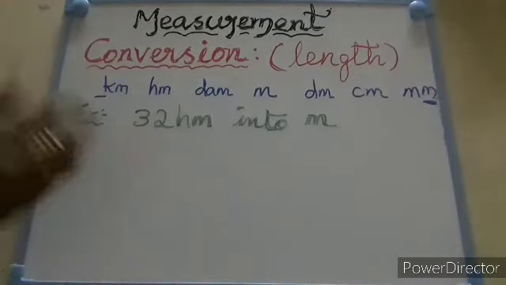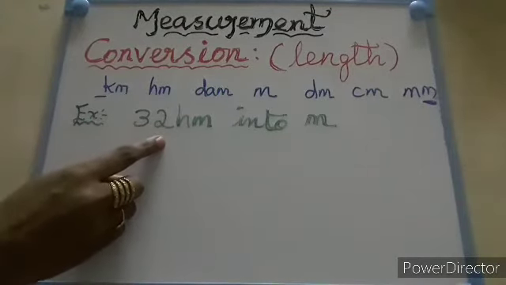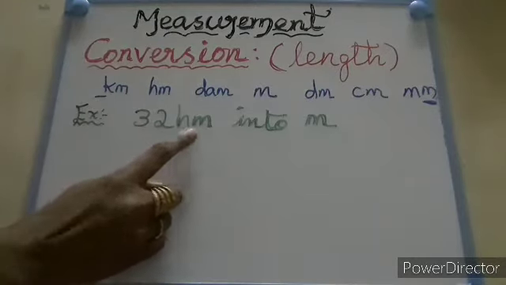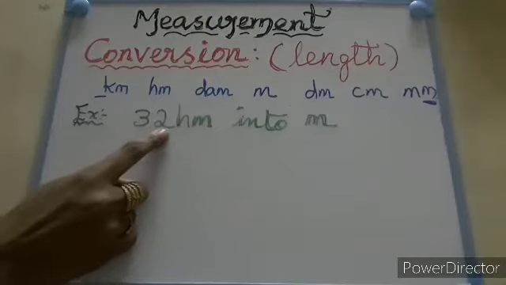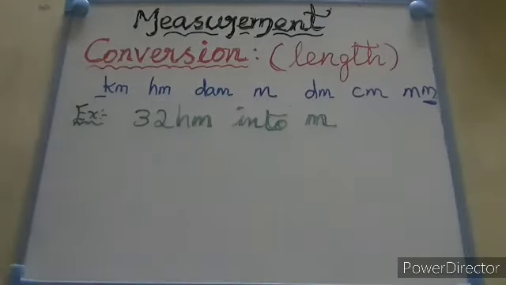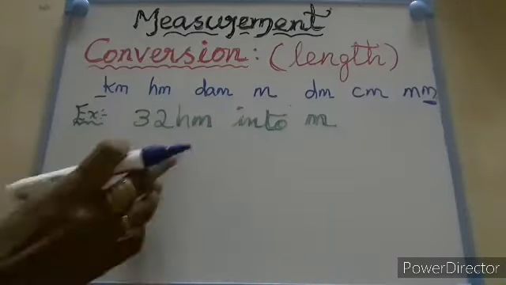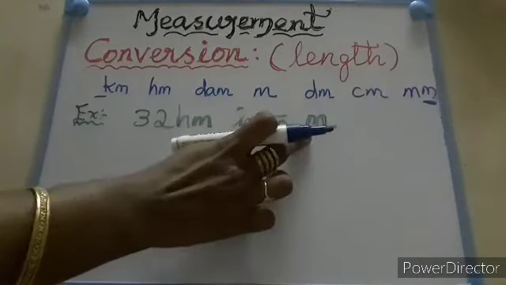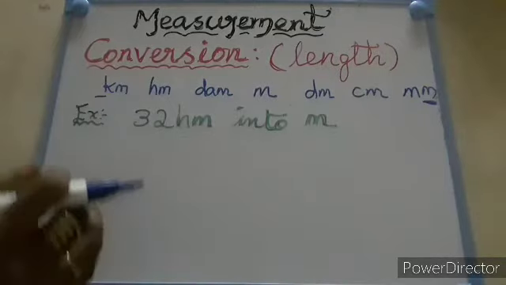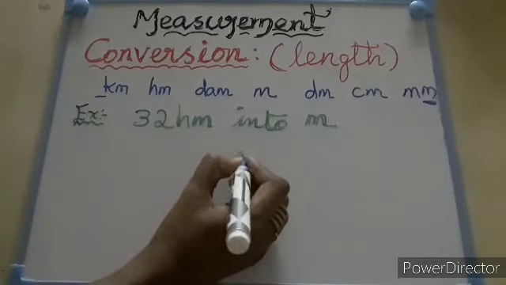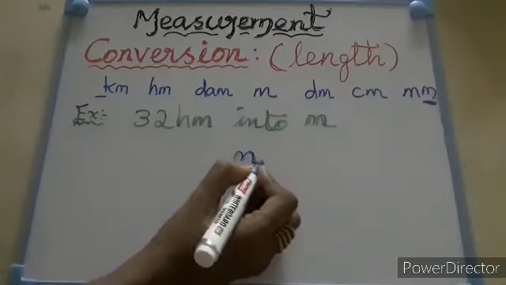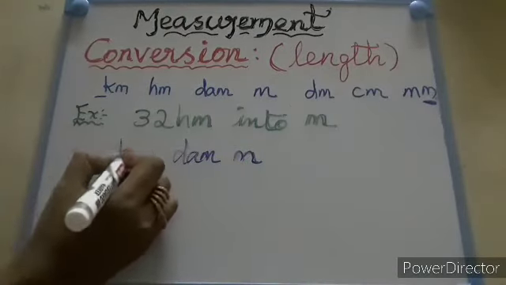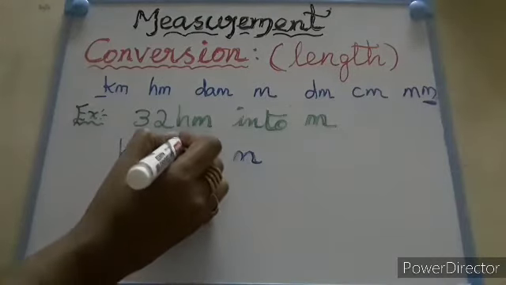Children, what is this? 32 hectometer. HM means what? Hectometer. 32 hectometer into meter. Okay, so hectometer is the greatest unit, and this one is the smallest unit, right? So you have to start from meter, decameter, and then hectometer.